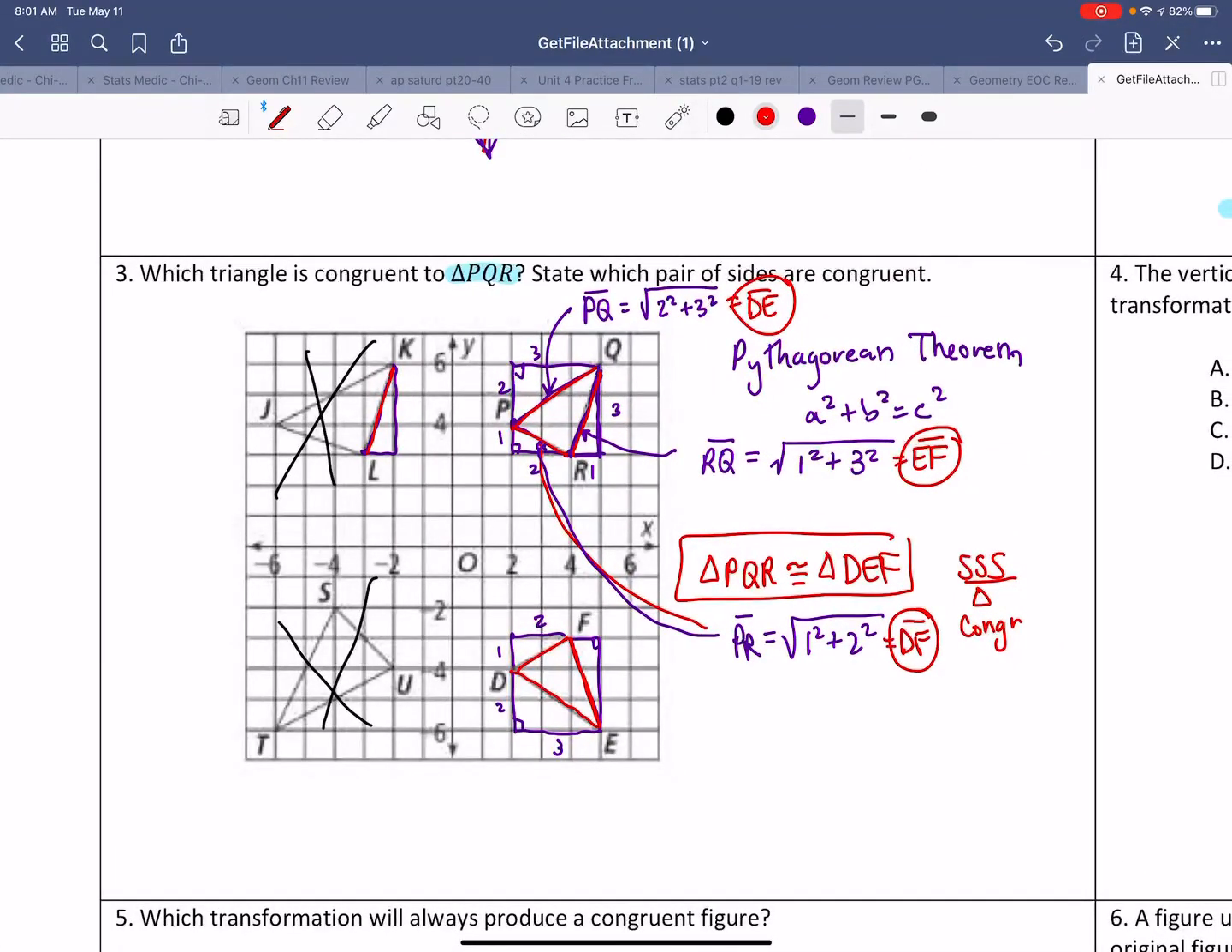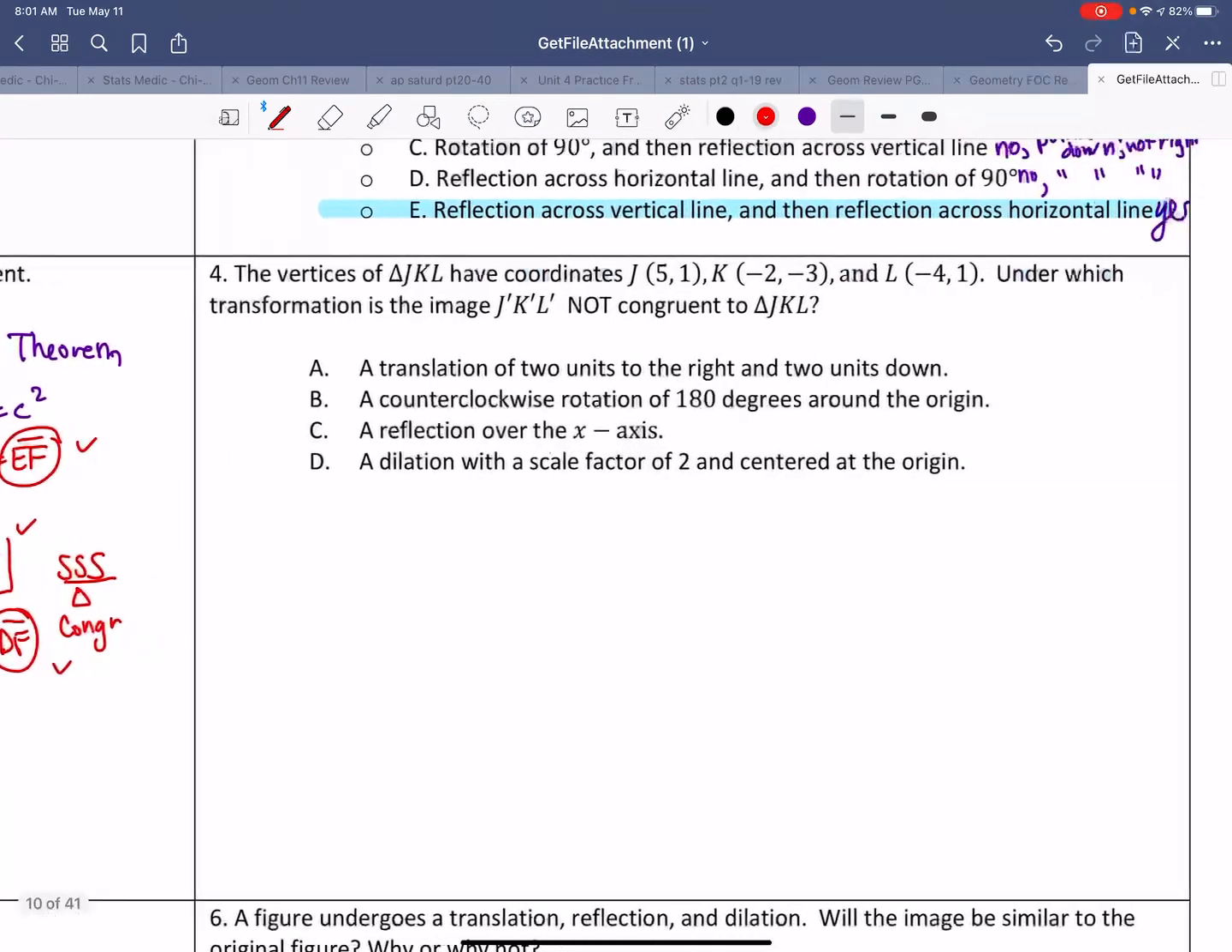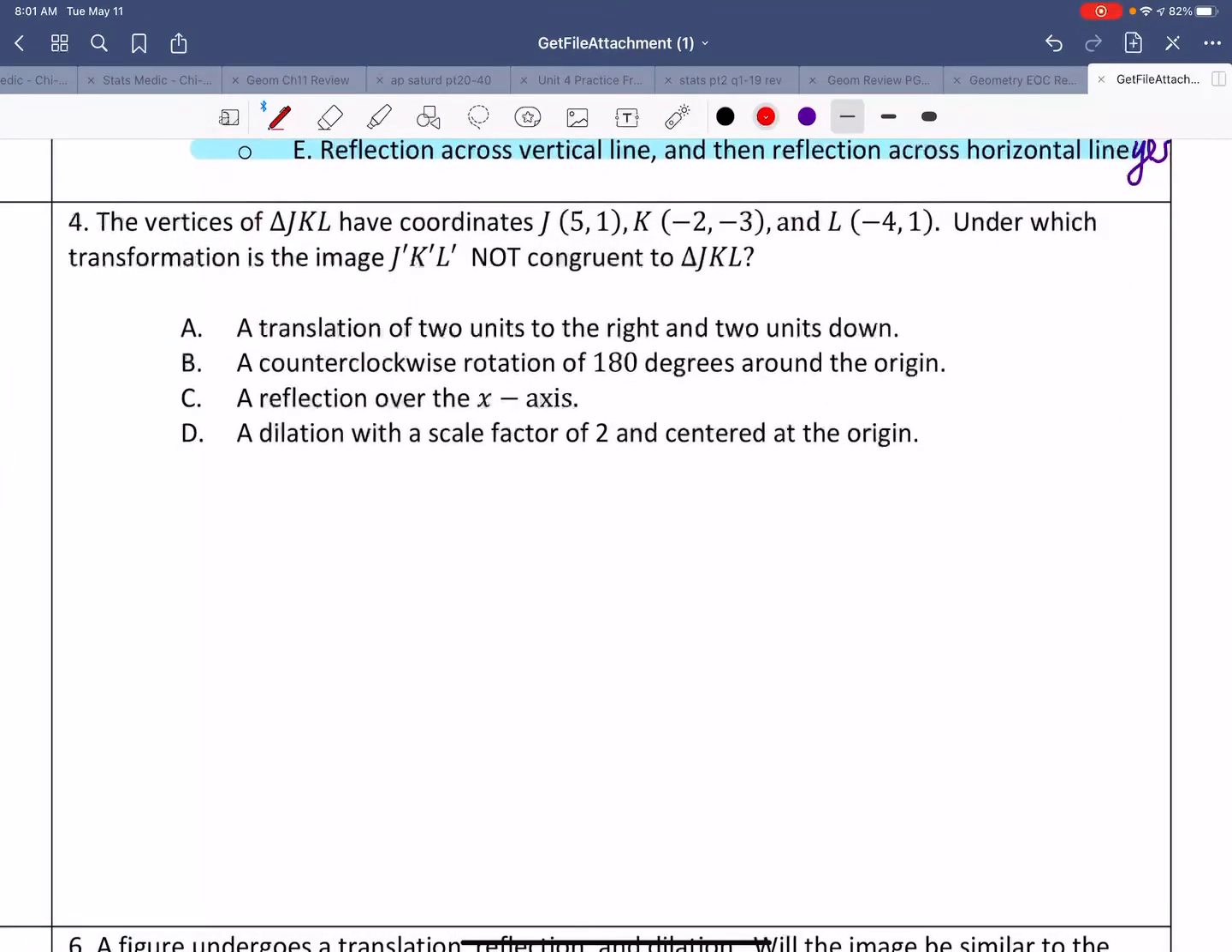It says which triangle is congruent, check, and it said state which pair's sides are congruent. Check, check, check. Question number 4. The vertices of a triangle JKL have these coordinates. Under which transformation is the image not congruent?